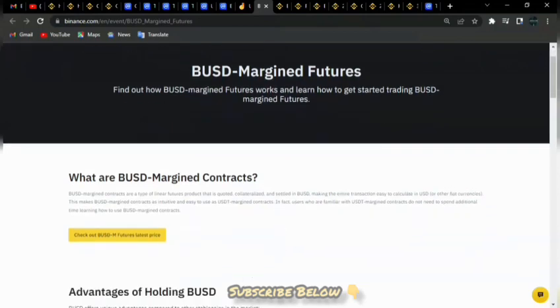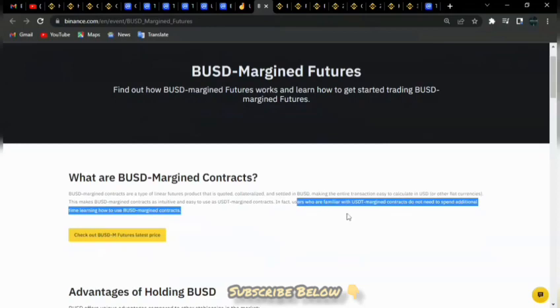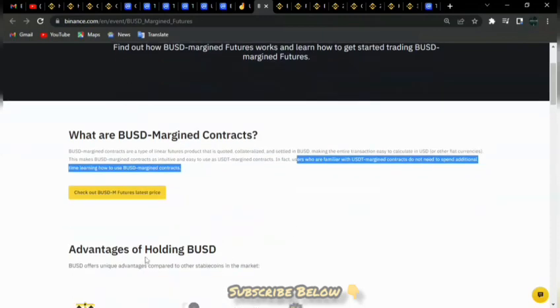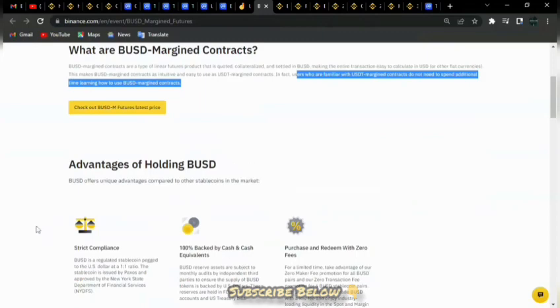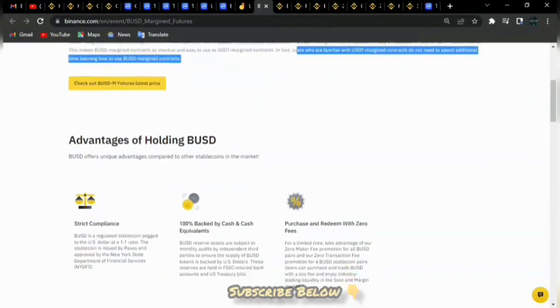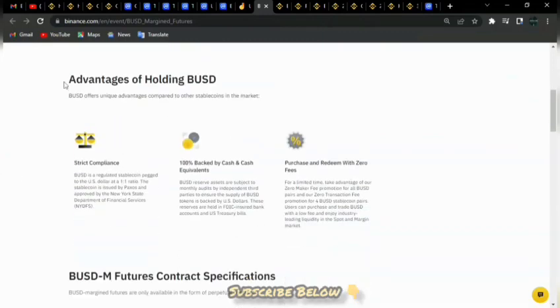In fact, users who are familiar with USDT margin contracts do not need to spend additional time learning how to use BUSD, because BUSD and USDT work in the same way, although there are some basic benefits we'll be looking into. For the advantages you want to take note of, BUSD on the Binance platform, which is the Binance stablecoin or stable asset pegged to the dollar, offers unique advantages compared to other stablecoins in the market.